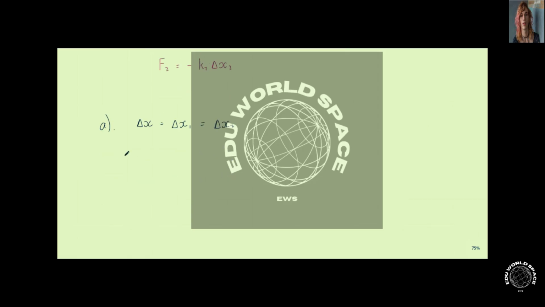And so, therefore, the force F is equal to F1 plus F2 simply. And so we can write this as minus K1 plus K2 times the distance that the spring stretches, delta X. So we can see, therefore, that the effective spring constant K EFF is simply K1 plus K2 in this situation.